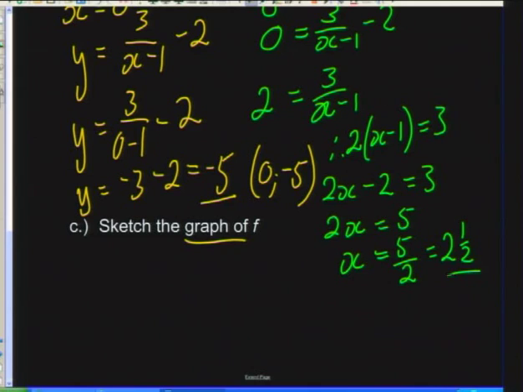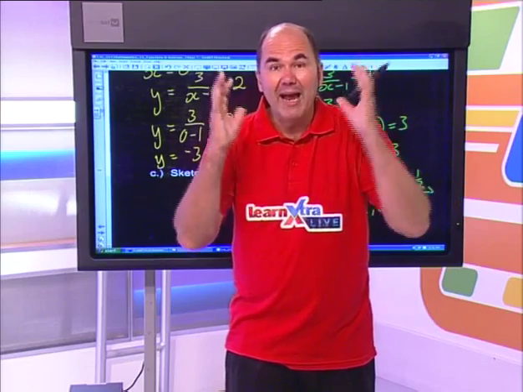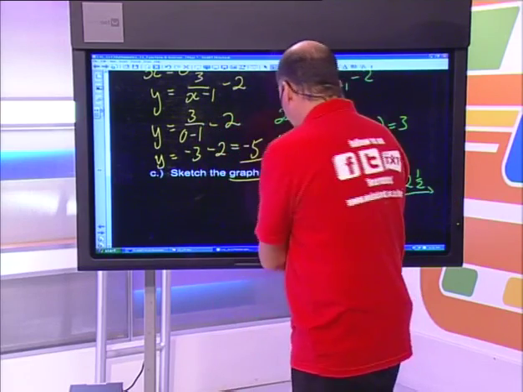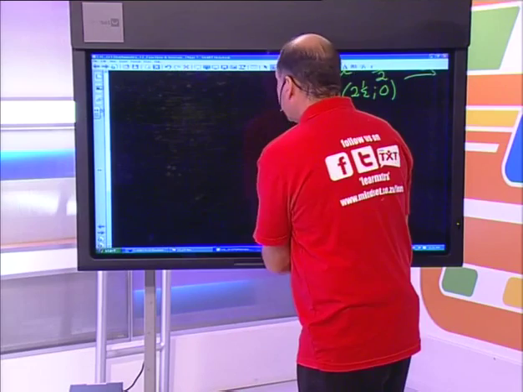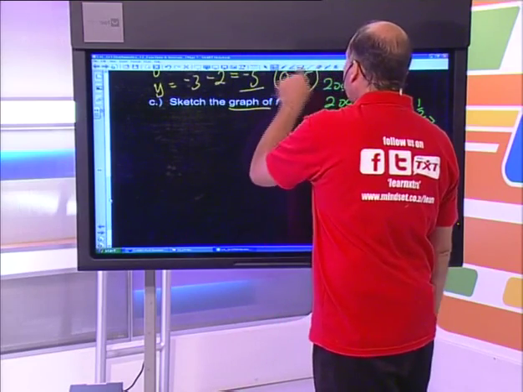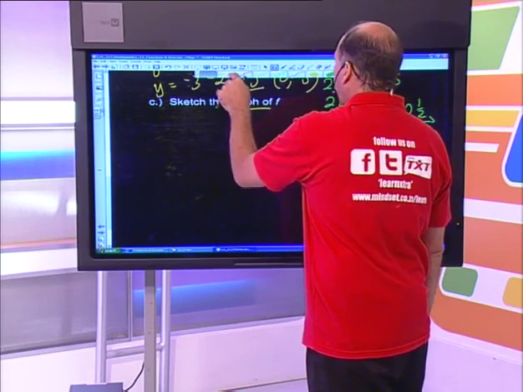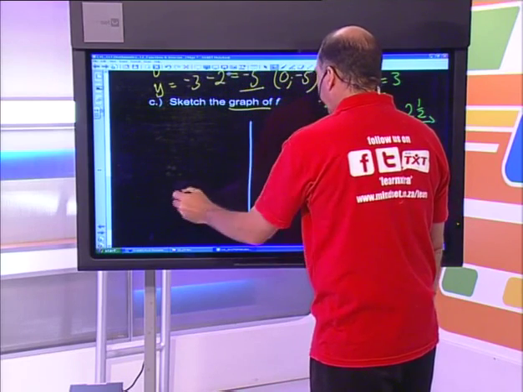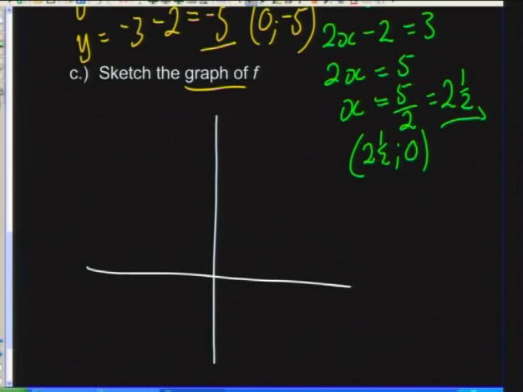Notice the sign is positive, so the point that I'm looking for is where the x value is 2.5 and the y value there is 0. Okay, so I've now got my intercepts, I've got my asymptotes. It's time for me to sketch the graph. So let's have a look at what it looks like and quickly just do the sketch and then we can move on. So there we go.